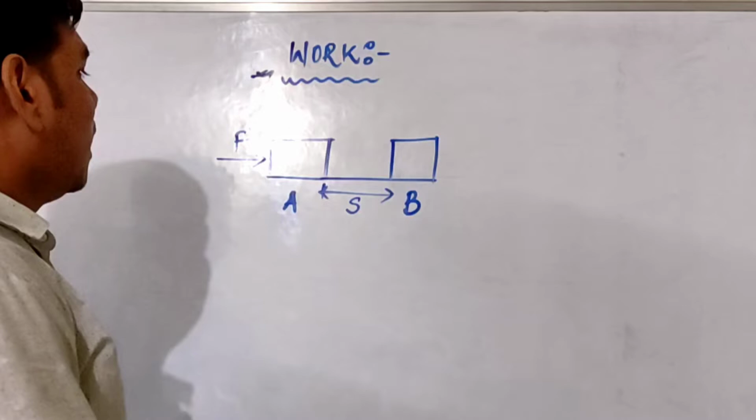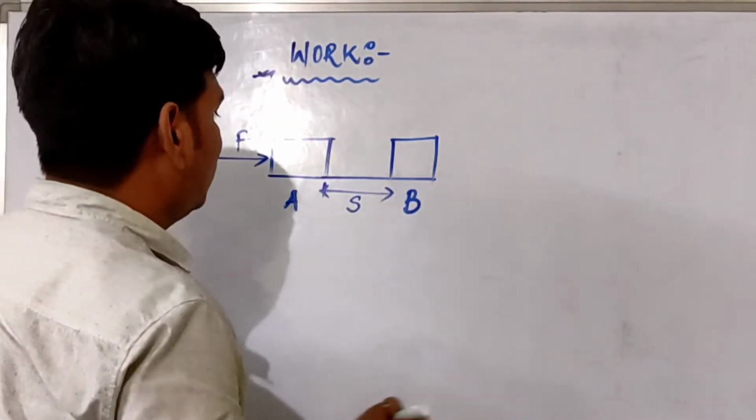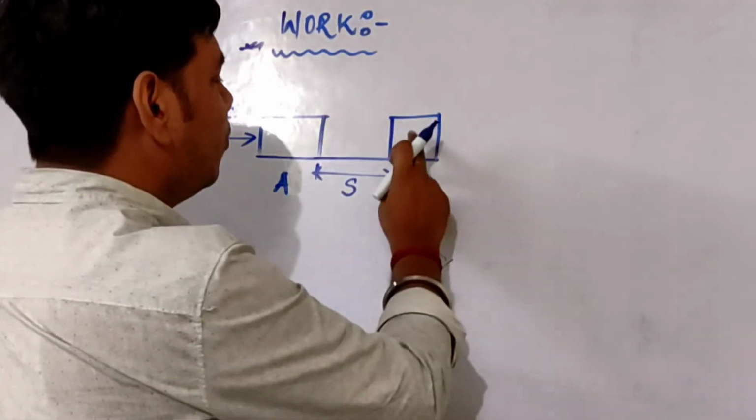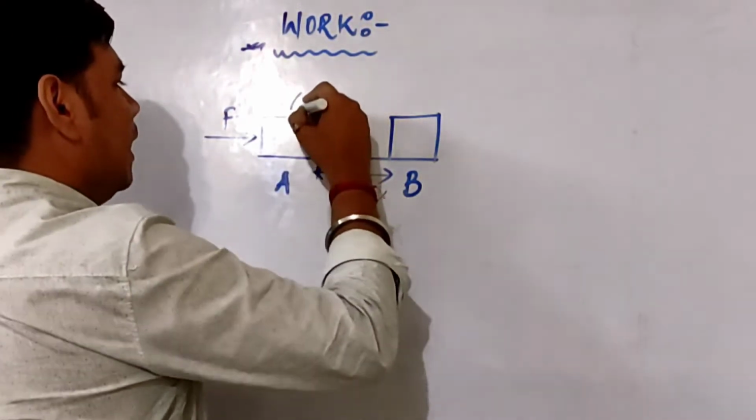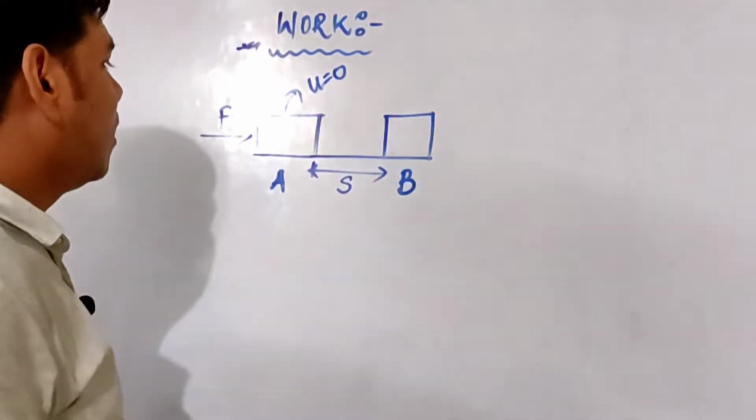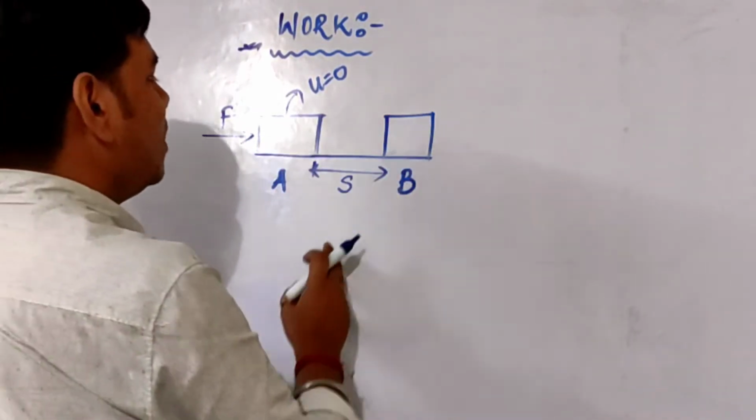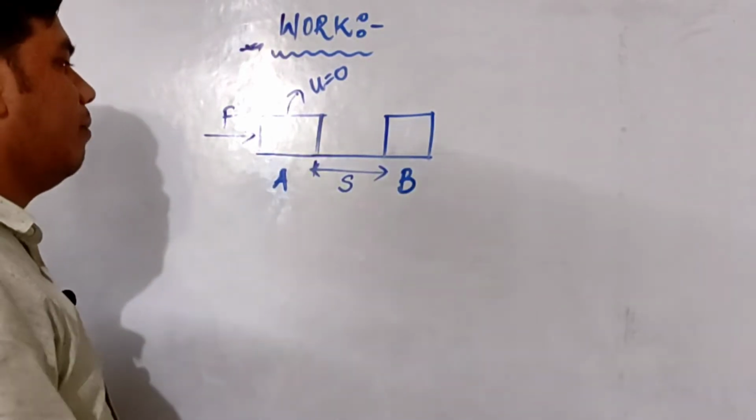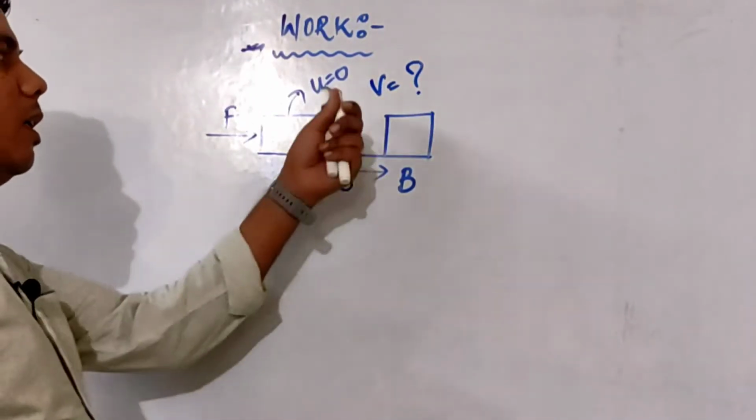So look here, we have applied a force F on the block at point A, and due to the application of this force, the body is going to move to point B with a displacement of S. Initially its velocity was 0. It means that the block was at rest. But when you apply the force F, the block moves, and during its motion there will be some final velocity. So we are going to calculate the final velocity of that body.